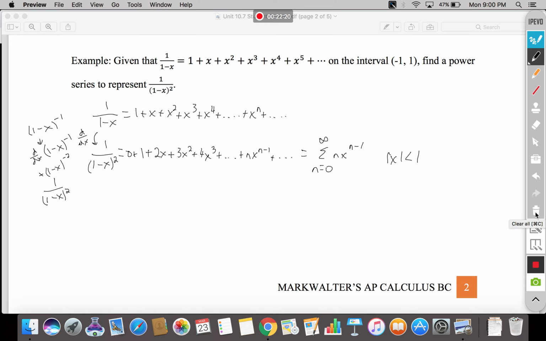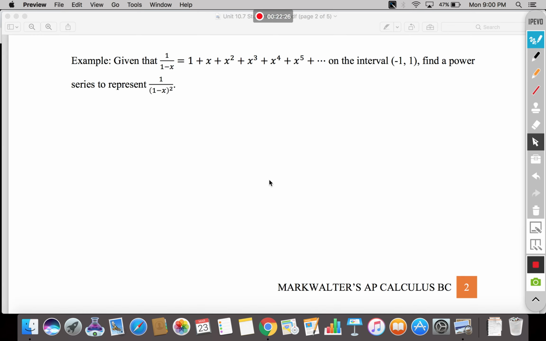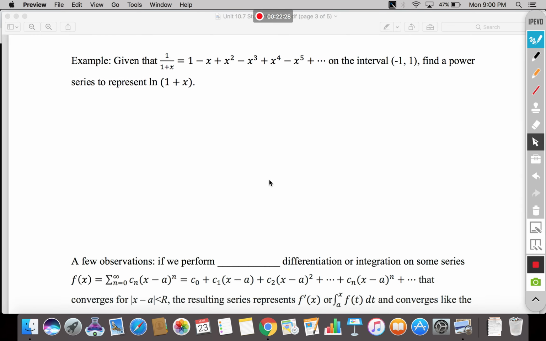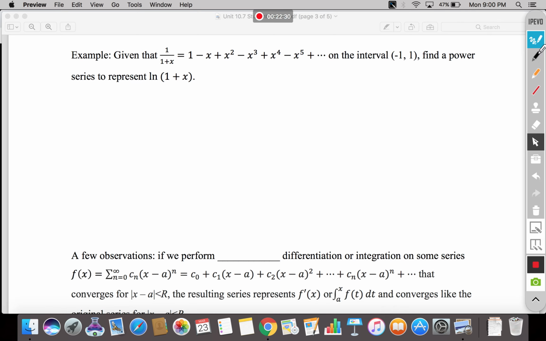I know this is a lot of examples today. All right, let's do another one. Given, okay, so this one I'm just kind of giving us right now. I guess we actually did this one earlier, didn't we? We saw that it's kind of this alternating thing, right? So we now know this on this interval -1 to 1. Let's find a power series to represent the natural log of 1 plus x.